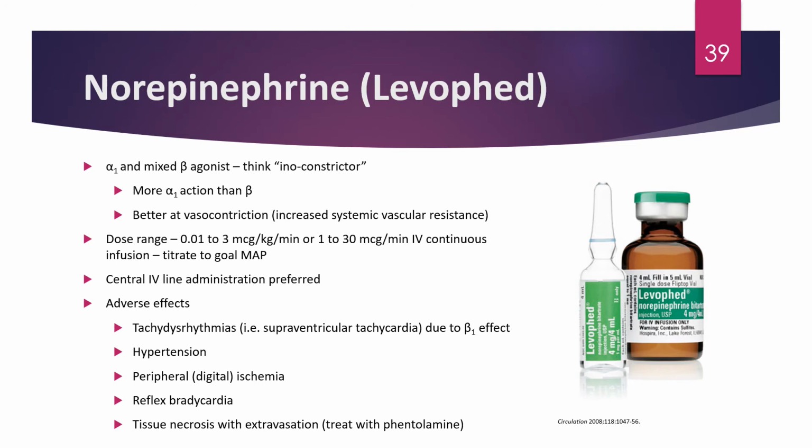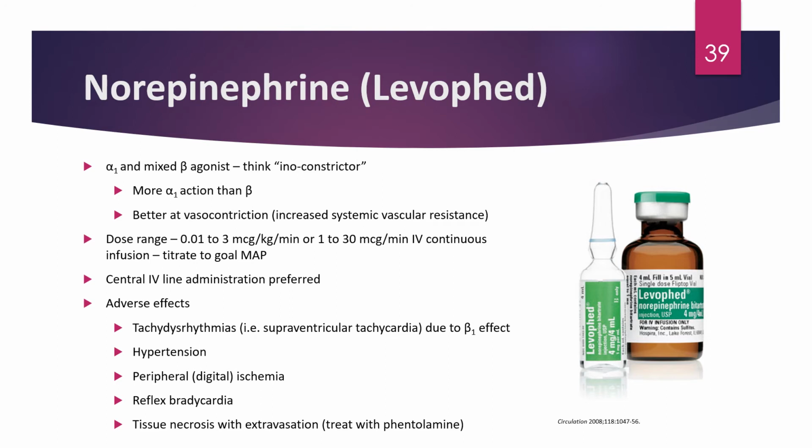So you can think of this agent as an inoconstrictor, because it's helping contract the heart and vasoconstrict. It has more action on the alpha 1 receptor than your general beta receptors. It's better at vasoconstriction, or increased systemic vascular resistance. Your dosage ranges, I don't want you to know the dosages on these meds. You see that they're not bolded here. I just want you to know that they're titratable, and that you basically will titrate to a goal MAP, which will generally be greater than 65 many a time.